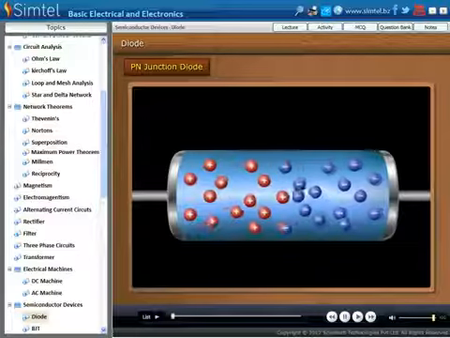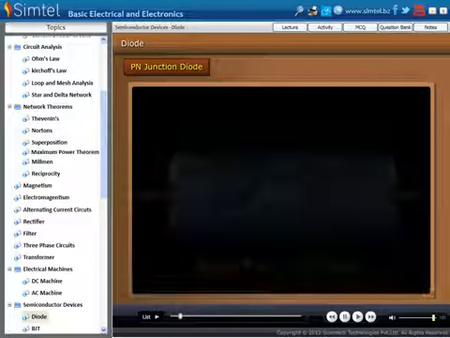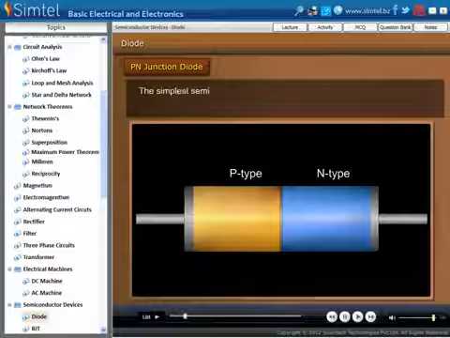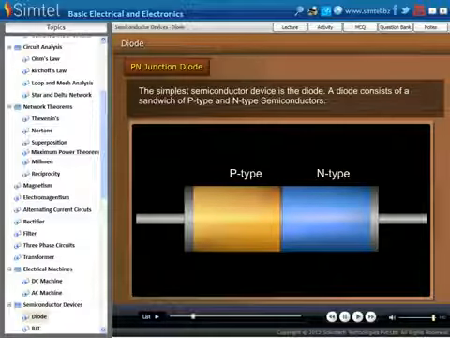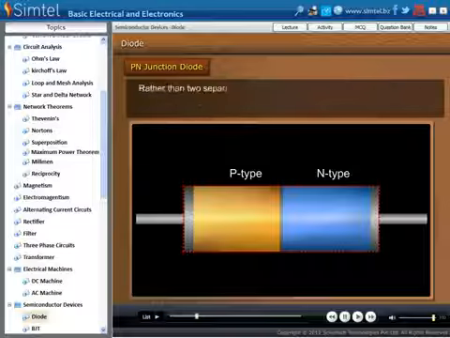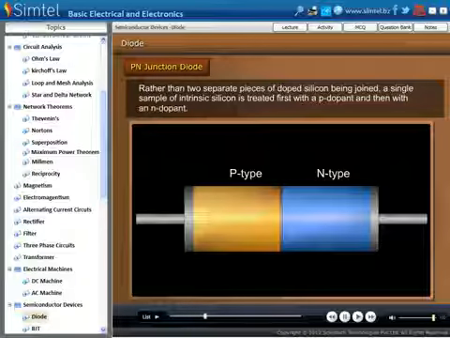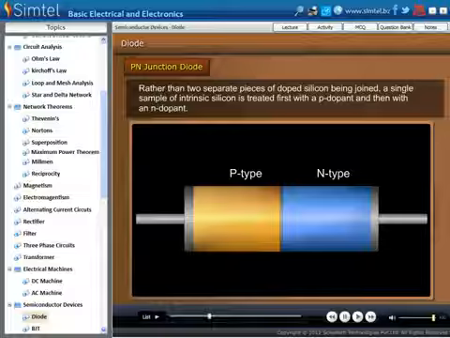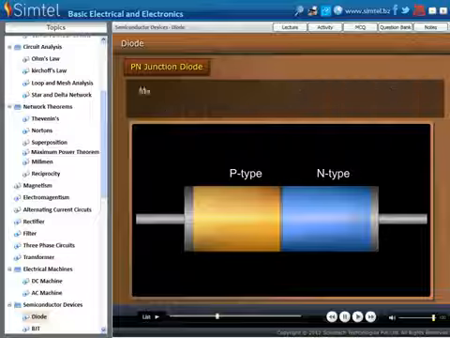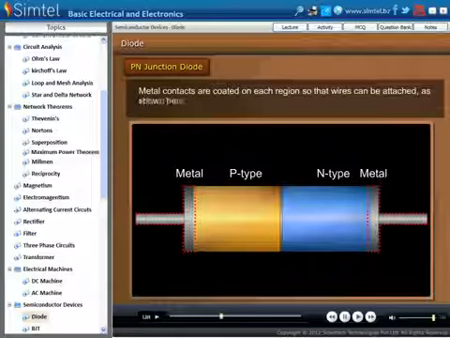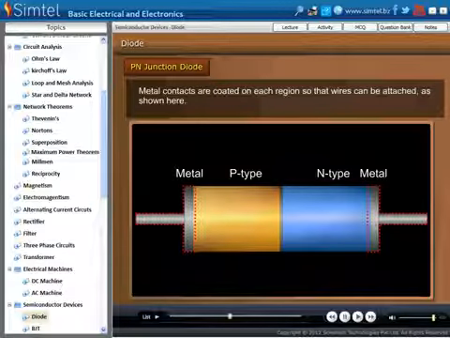Let's begin with p-n junction. A p-n junction diode consists of a sandwich of p-type and n-type semiconductors. Rather than two separate pieces of doped silicon being joined, a single sample of intrinsic silicon is treated first with a p dopant, then with an n dopant. Metal contacts are coated on each region, so that wires can be attached, as shown in an animation.